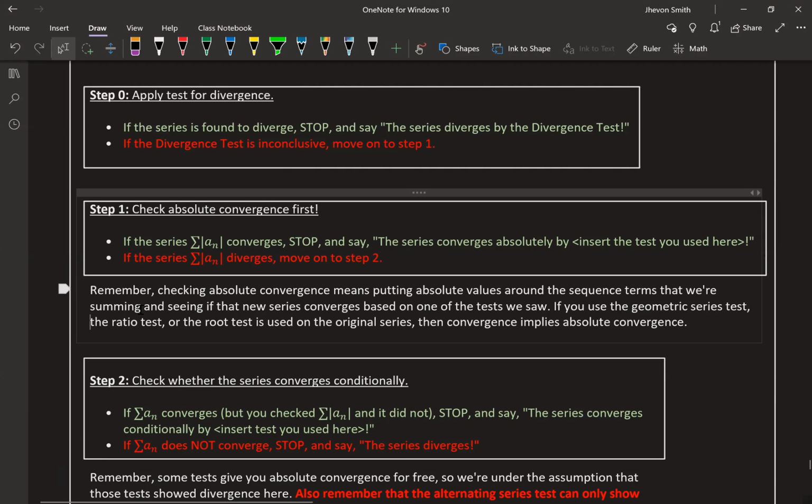There are some important notes here that you should keep in mind. Remember, there are certain tests that have absolute convergence automatically built into them. So the ratio test and the root test have absolute convergence automatically built in. The geometric series test has absolute convergence automatically built in.